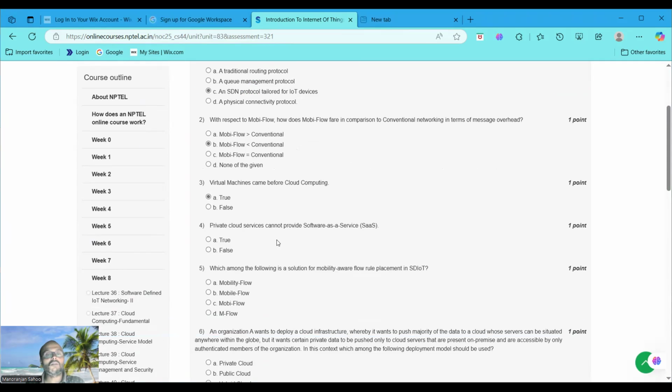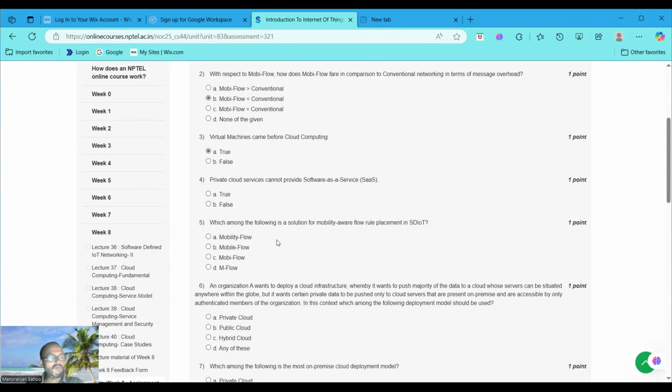Moving to question number 4: private cloud services cannot provide software as a service. It is a false statement. Okay, it is a false statement. Why choose false?